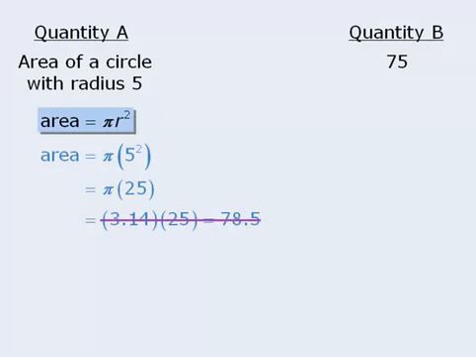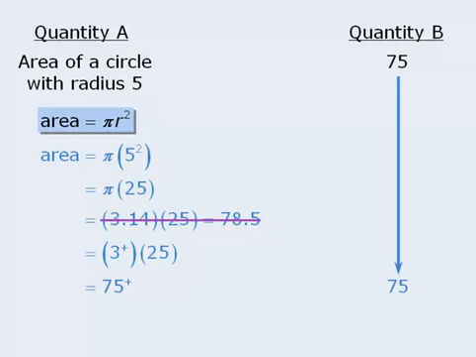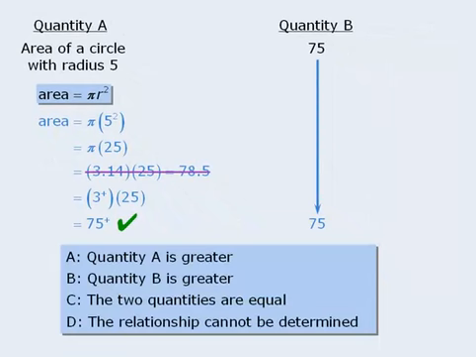Instead, I'd like to introduce you to some notation that you'll see throughout this course. Rather than replace pi with 3.14, we'll replace pi with this. Here the floating plus sign tells us that we're dealing with a number that's bigger than 3. From here, we can see that if we take a number bigger than 3 and multiply it by 25, we get a product that's bigger than 75. And if we compare a number bigger than 75 to quantity B, we can see that quantity A must be greater. So according to the answer choices, the correct answer here is A.